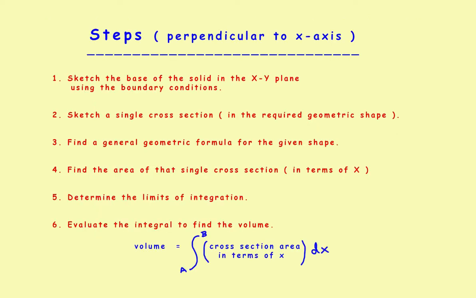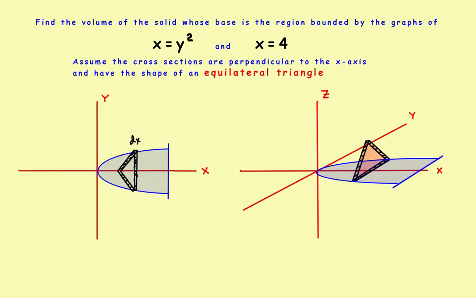And let's take a look at the next step. So now, the next 4 steps are all just solving the problem. Now, to solve the problem, you've got to get the cross-sectional area in terms of x, but you need to start with a general formula for whatever the area is of the shape that you've been given, in our case, an equilateral triangle. So let's go back, and we'll go ahead and write those down as we go.